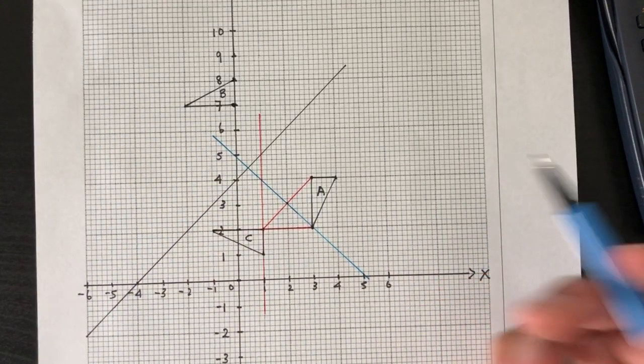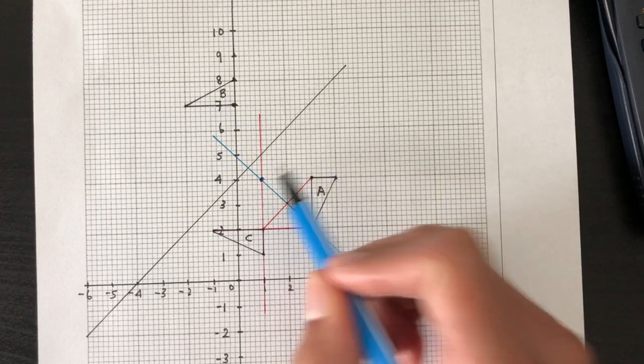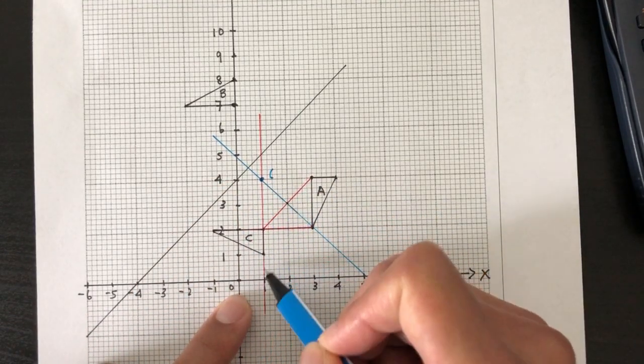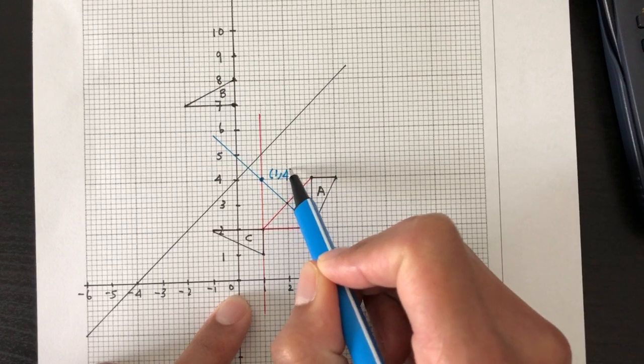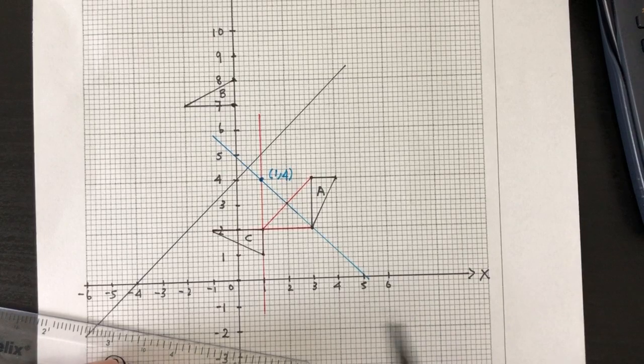Okay, so where the blue line meets the red line is your center of rotation. Here you can see they meet at (1, 4), that will be your center of rotation. Now you have to find the angle of rotation.